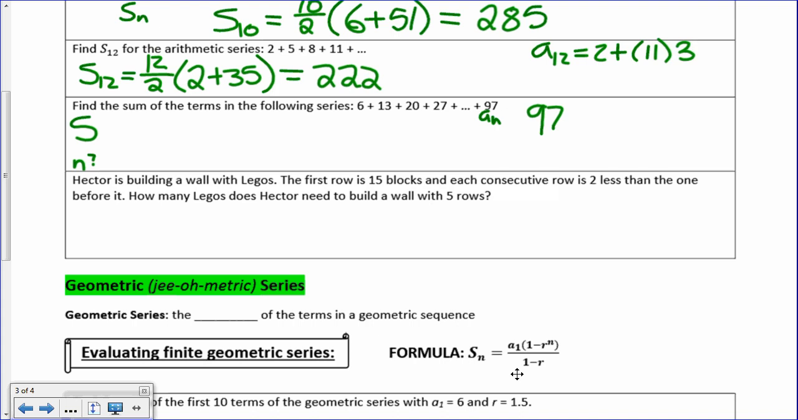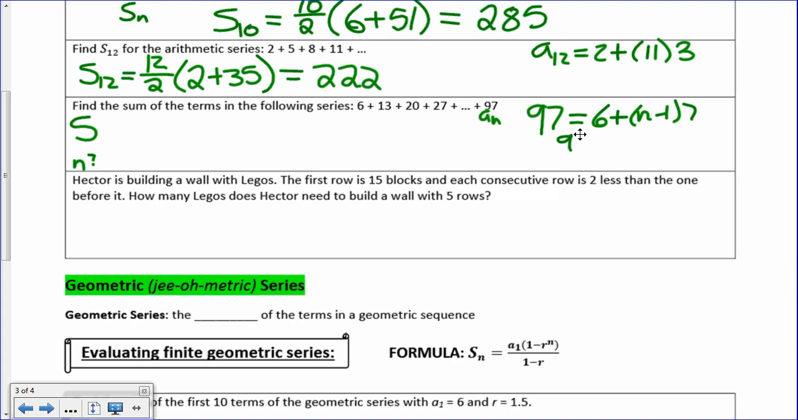So we have 97 equals, do I have the first term? 6. Do I know what n is? No, so it's going to say a variable. Do I know what d is? What am I adding each time? 7. Okay, then how would I solve for n? You can do it that way. Or you can subtract the 6 and divide by 7. Either way, you'll get the same answer.